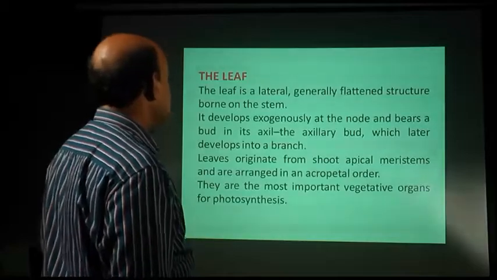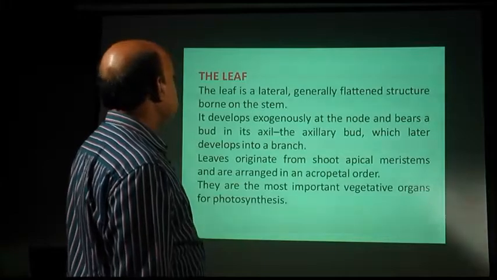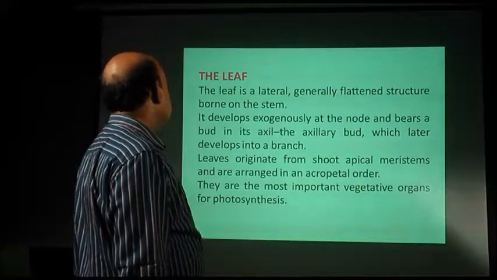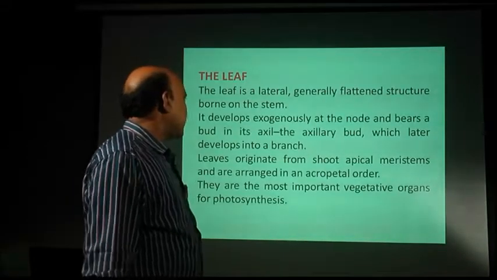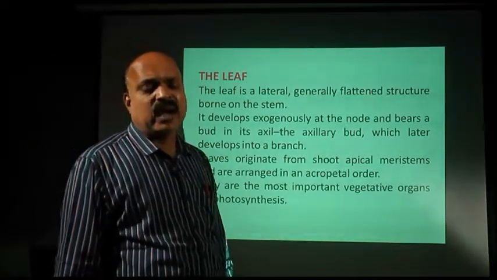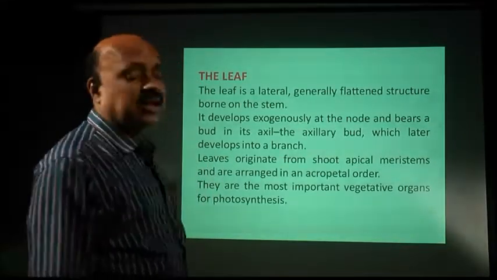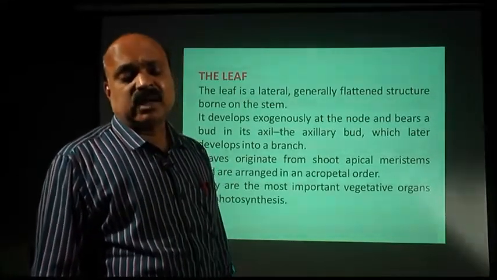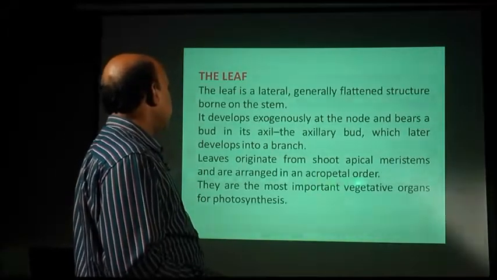in its axil. Axil means joint portion. That is called the axillary bud, which later develops into a branch. So later on the axillary bud is modified to a branch. Leaves originate from shoot apical meristems and are arranged in an acropetal order. Acropetal means older at the base. So older leaves are found at the base and younger leaves are present towards the apex. Such type of arrangement is called acropetal order.